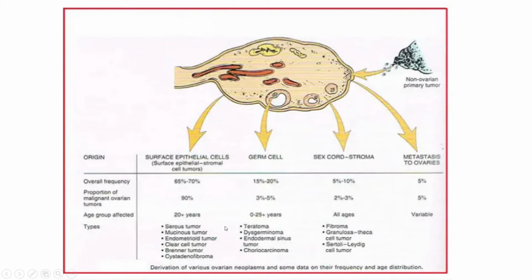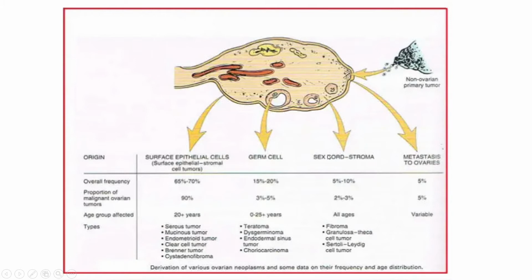So here we see the types of surface epithelial tumors. The first type is serous tumor. The second is mucinous tumor. The third is endometrioid. The fourth is clear cell tumor. Then the Brenner tumor, and the last one is cystadenofibroma. The types of germ cell cancer are teratoma, dysgerminoma, endodermal sinus tumor, or choriocarcinoma. These are the types of germ cell cancer.